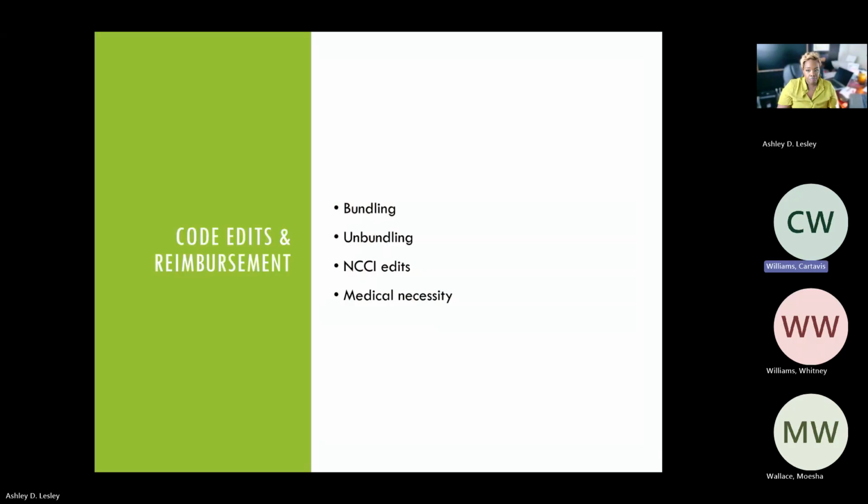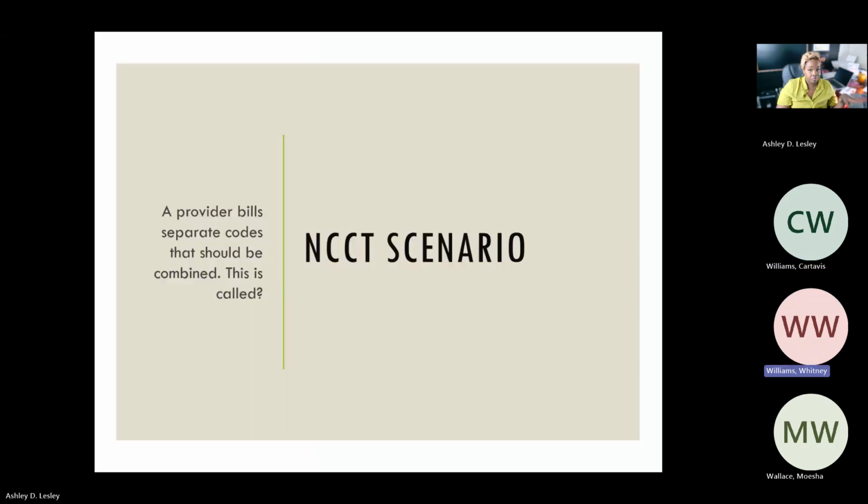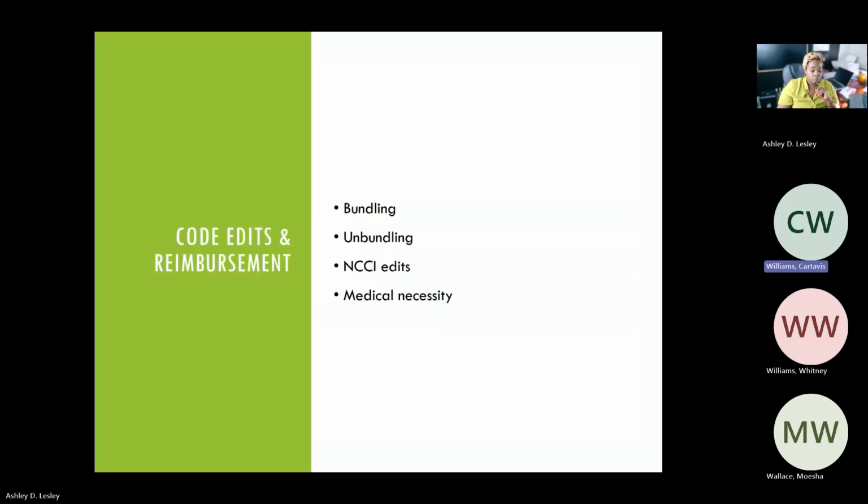Wait, what was the question? A provider bills separate codes that should be combined. This is called... Oh, that's bundling. Unbundling? Unbundling. Yes, you mean, oh, taking apart.